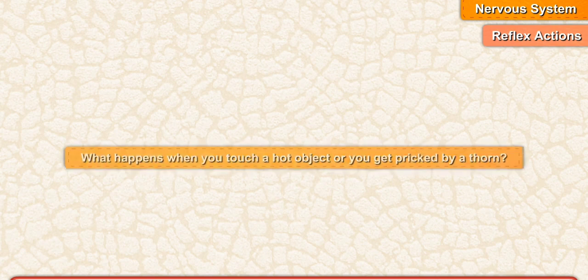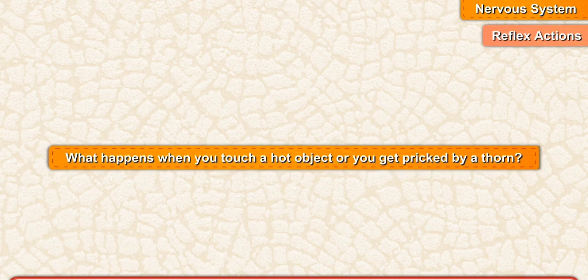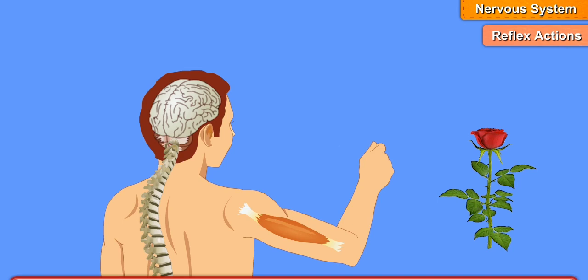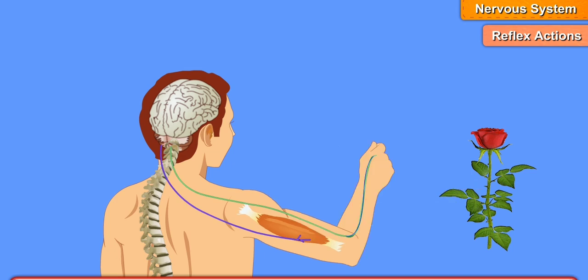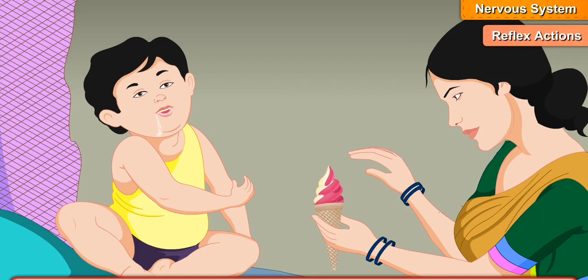Reflex actions. What happens when you touch a hot object or you get pricked by a thorn? You withdraw your hand immediately. Such actions are automatic. The automatic action produced in response to an event is called reflex action. Reflex actions are controlled by the spinal cord. Watering of mouth at the sight of food is also an example of reflex action.